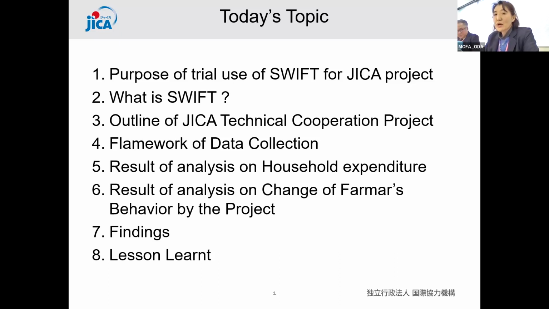There are two objectives of this trial case. First is to estimate the household expenditure. And the second is analysis of the change in the farmers', the beneficiaries', behavior by the project. And then the seventh, we will summarize the findings. And at last, I would like to explain our lessons learned.